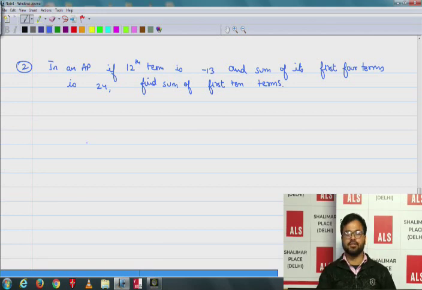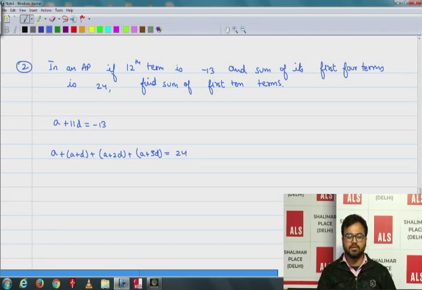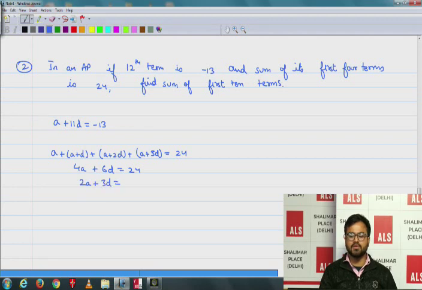Okay, 0 you are getting. So let us solve. 12th term is minus 13, so you can say a plus 11d. Sum of its first four terms. First four terms means a, a plus d, a plus 2d, and a plus 3d. These are the first four terms. So if we add all of them, this will become 4a plus 6d is equal to 24, or 2a plus 3d is equal to 12. So these are the two equations.